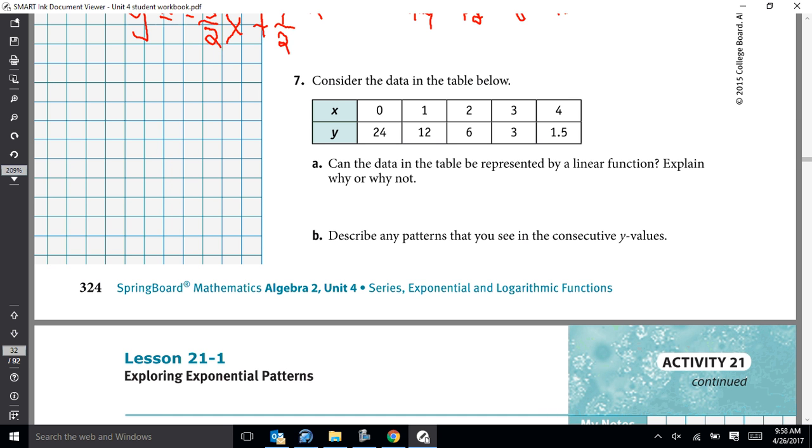All right, so number 7. So we want to consider the data in the table below. So we have 0 to 1. We have a change of 1.